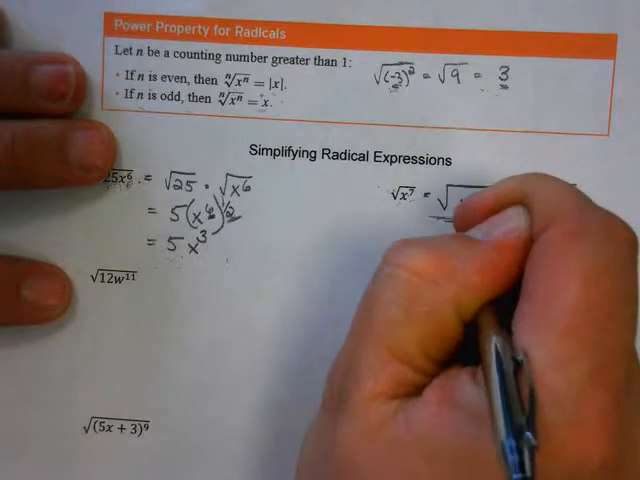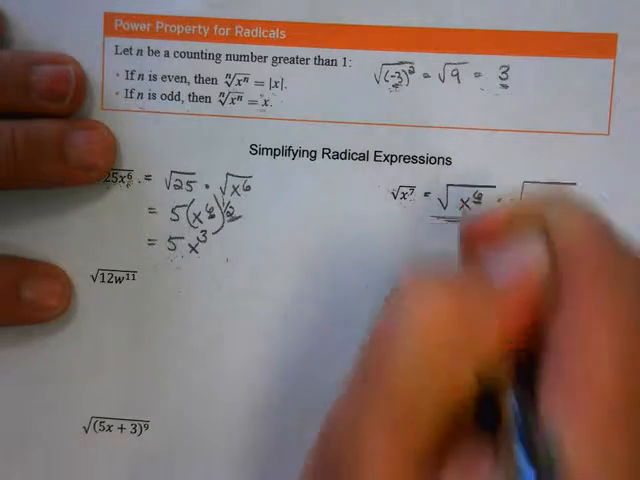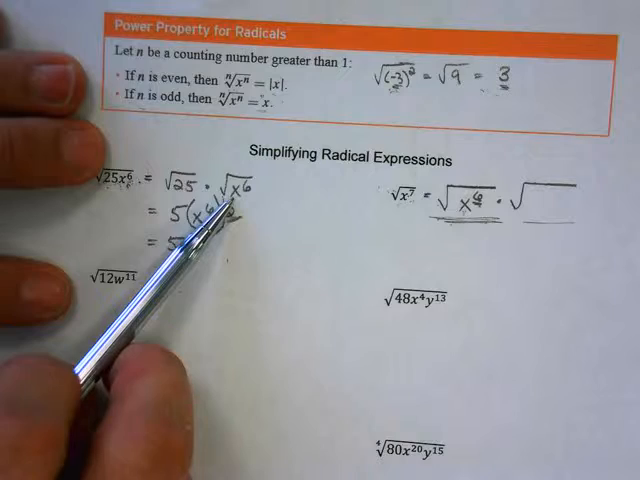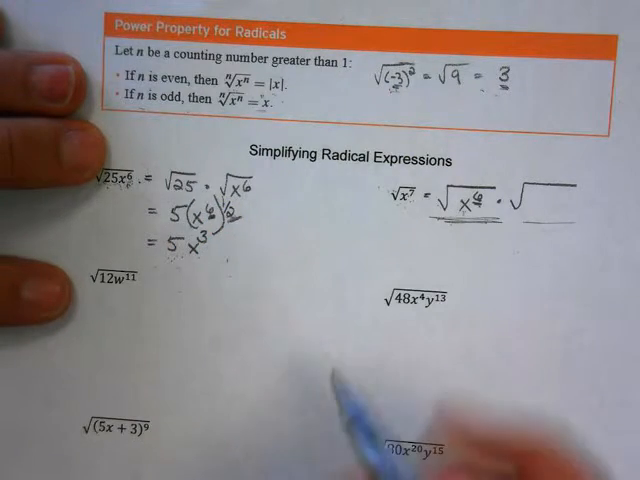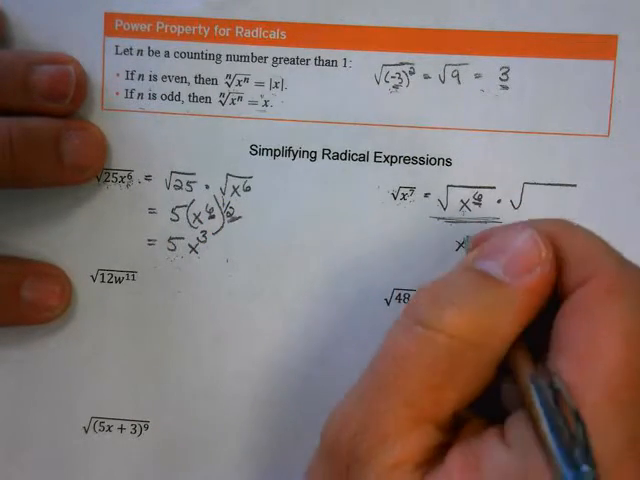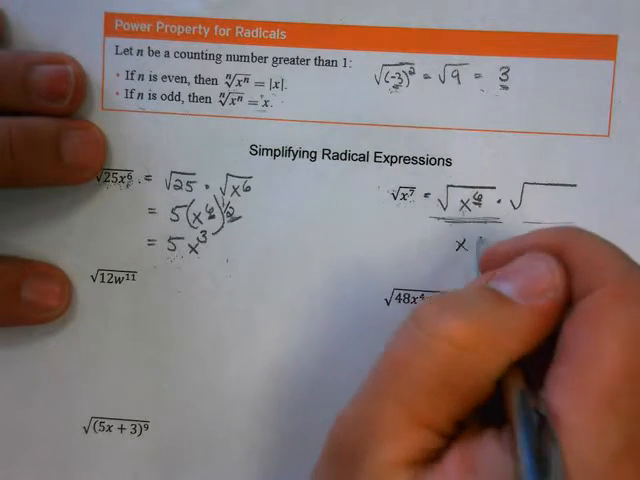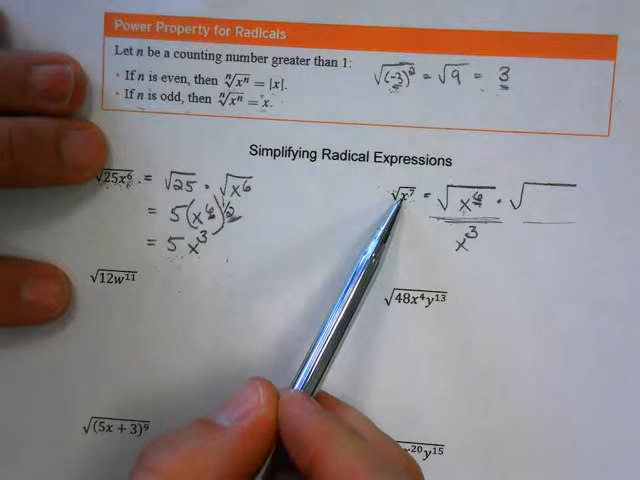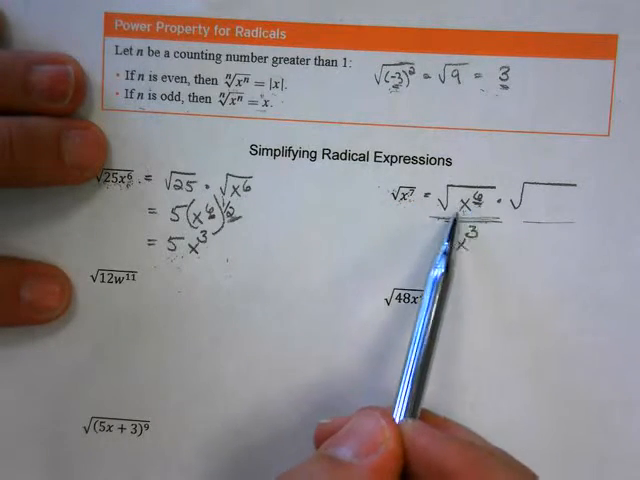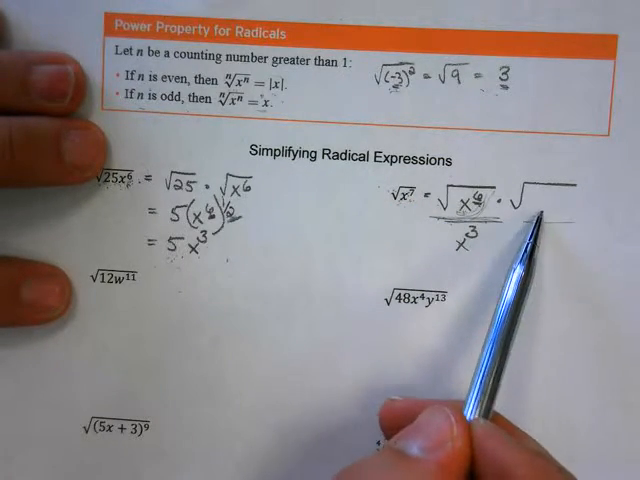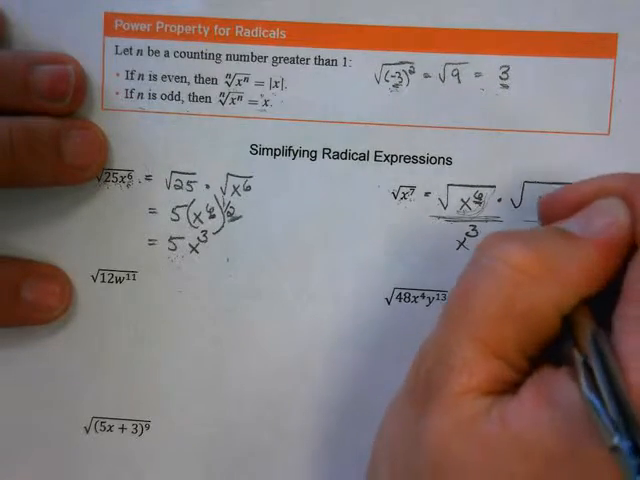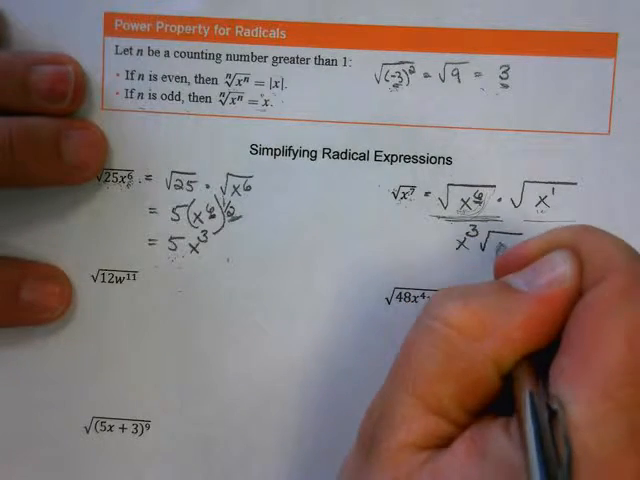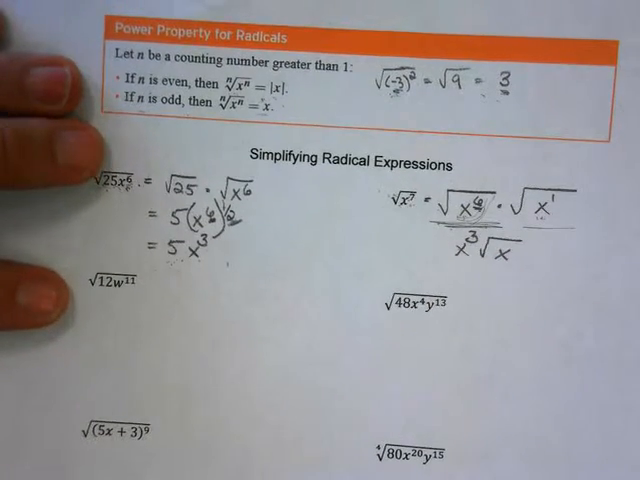X to the 6th. So this power is going to be x to the 6, because then, what's the square root of x to the 6? We already did it. It's really x to the 6 divided by 2, which is x cubed. However, this isn't x to the 6. It's x to the 7th. If I peel off x to the 6, what's left over? X to the 1st. So this is x cubed square root of x.